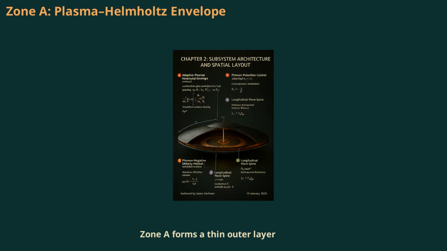Zone A forms a thin outer layer, housing discrete Helmholtz-like plasma cavities arranged in a ring. These resonators can be tuned for pressure control, drag reduction, and ionization in air or sea, or to provide an artificial plasma boundary in space. The interface between Zone A and the inner regions is crucial for both mechanical and electromagnetic coupling.